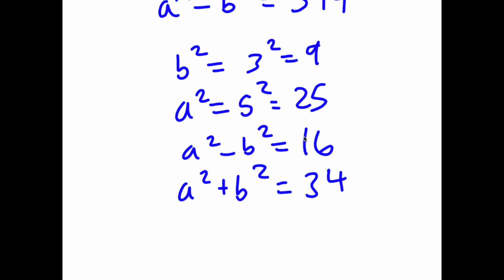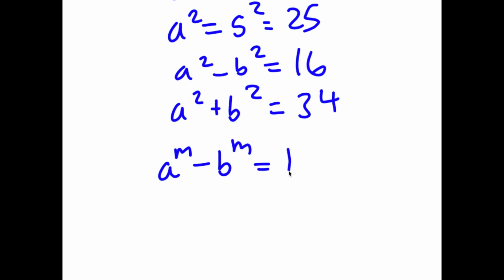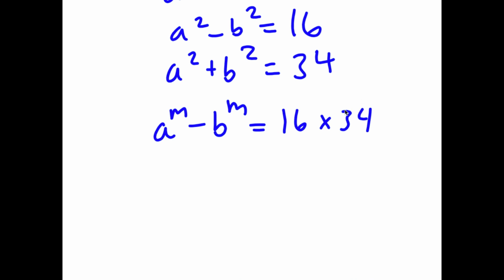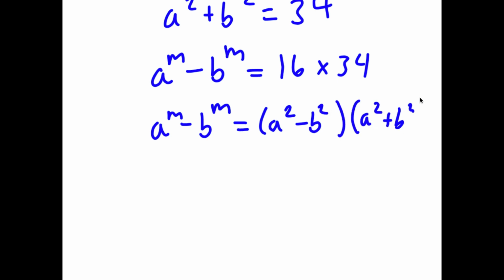So by knowing this, we can say that a to the power of m minus b to the power of m is equal to, we know that this is equal to 16 times 34 because 544, that's equal to 16 times 34. And a squared minus b squared is 16, a squared plus b squared is 34. So I'm going to rewrite this as a to the power of m minus b to the power of m is equal to a squared minus b squared times a squared plus b squared.